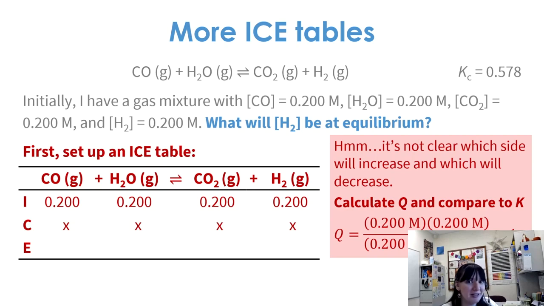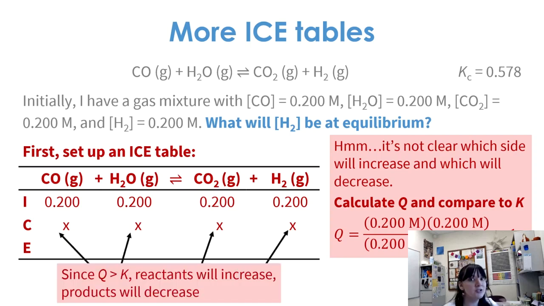Now what I want us to consider is how Q compares to K. So our K constant we're given at the top as 0.578. We can see that Q is a little bit larger than that. What that implies is that we have more products than we actually want, right? In order to reach equilibrium, we're going to need a smaller numerator and a larger denominator. So that means the reactants themselves should increase in amount and the products will decrease. That's to say that we'll have positive X on the reactant side and negative X on the product side.